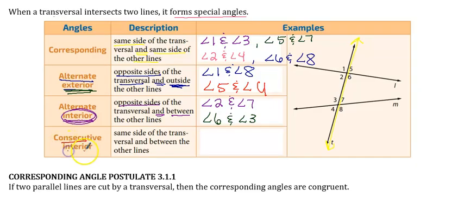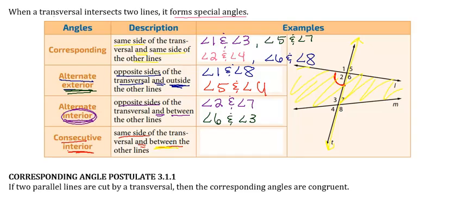consecutive interior angles. Okay, so interior, we know they're inside. They're on the same side of the transversal and between the other lines. So now we're on the same side and between the lines. So angle 2, let's remember back. Everything in here is interior because that's part of the definition. Same side of the transversal, between or interior to the lines.